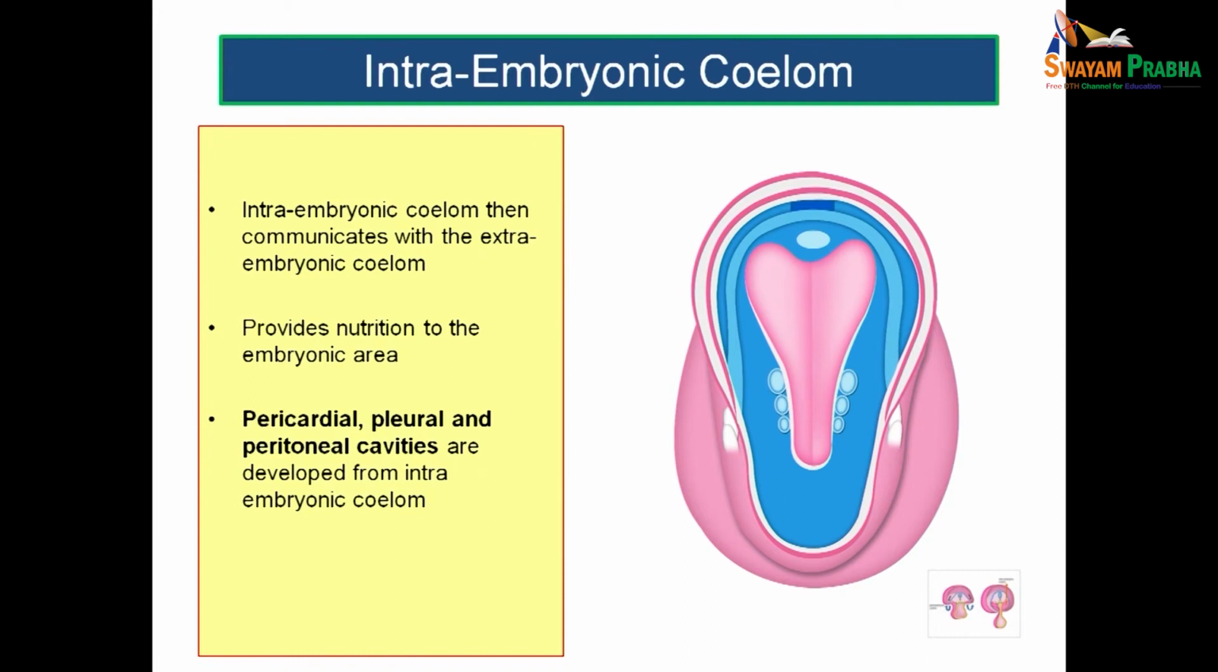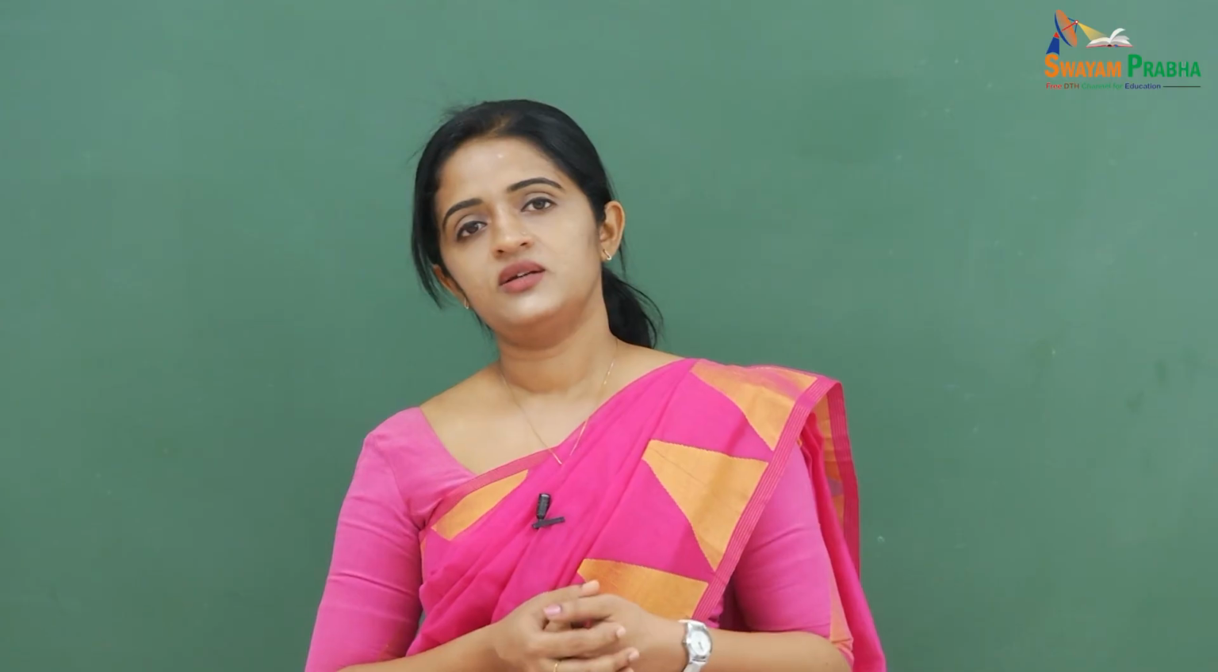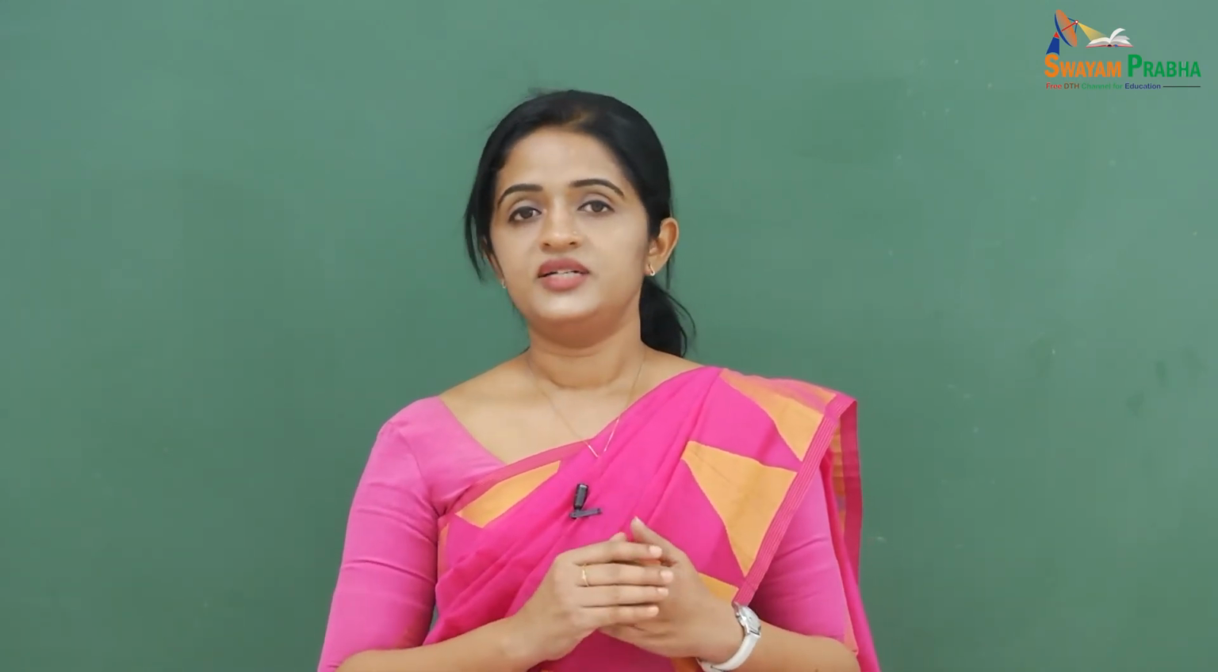Now, what is the fate of this intraembryonic coelom? Why do you want an intraembryonic coelom to be formed? This intraembryonic coelom is actually giving rise to our future pericardial cavity, our future pleural cavity and peritoneal cavity. So, ultimately all the important cavities within the body, the pericardial cavity surrounding the heart, the pleural cavity surrounding the lungs and the peritoneal cavity covering the abdominal organs, all these major cavities are derived from the intraembryonic coelom, a cavity within the intraembryonic mesoderm.